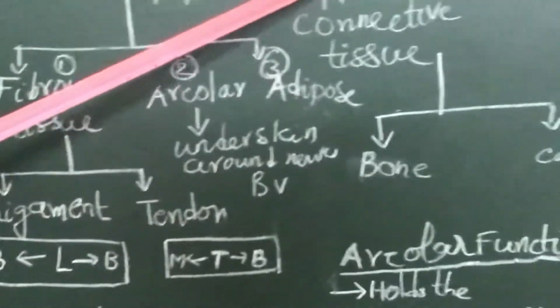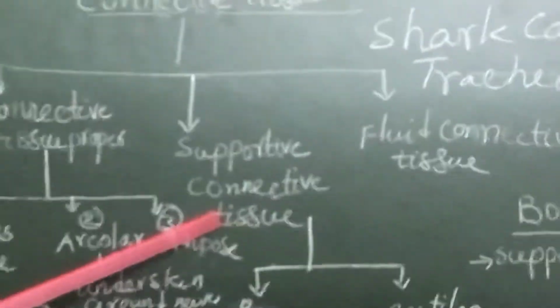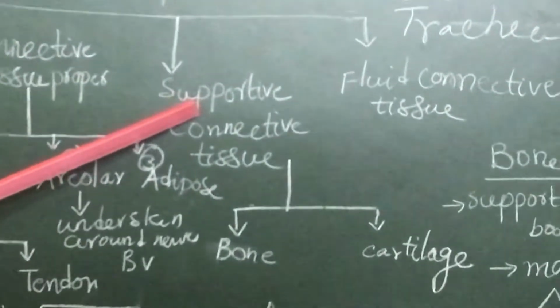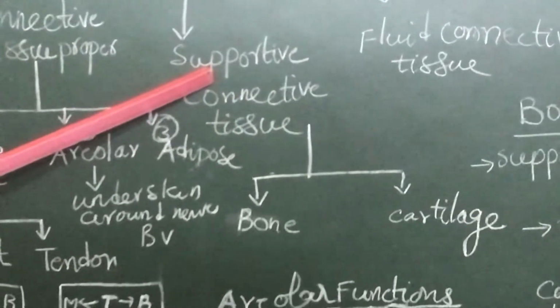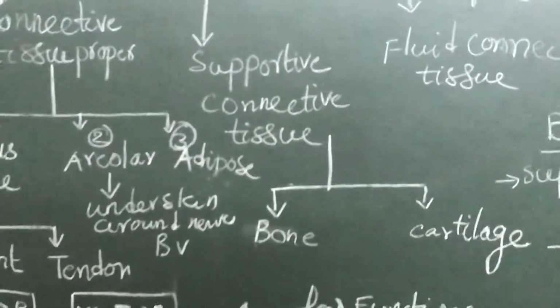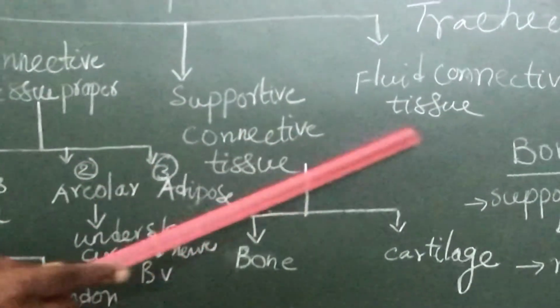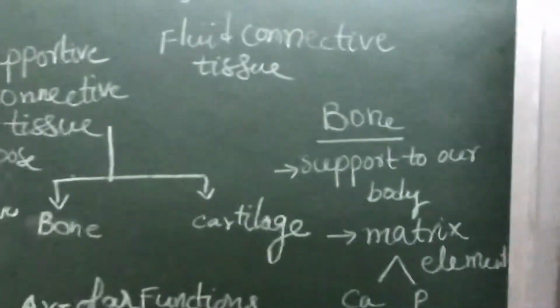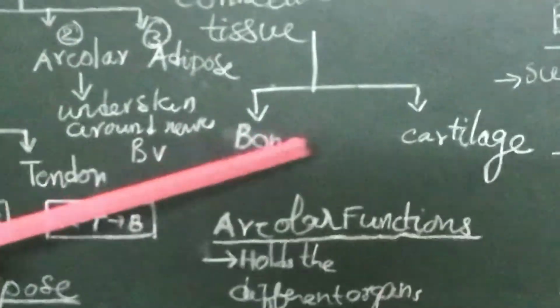Now let us go for another tissue called supportive connective tissue. Well children, our body is supported by bones. In the absence of the skeletal system, our body will look like a lump. Now this name itself indicates the bone will support our body. And this supportive connective tissue is again divided into two types, bone and cartilage.